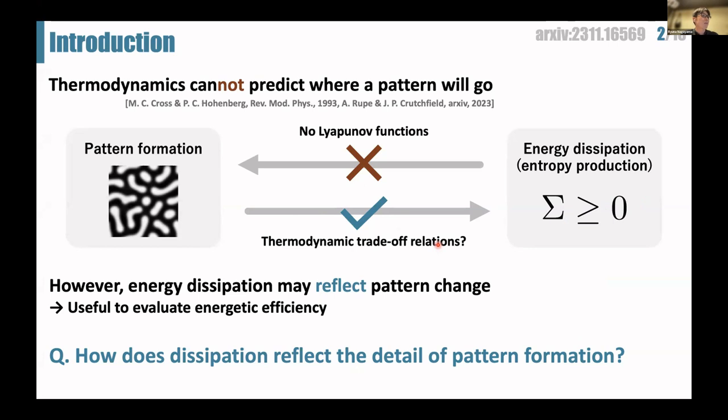So today's goal is to answer this question. How does dissipation reflect the detail of the pattern formation?